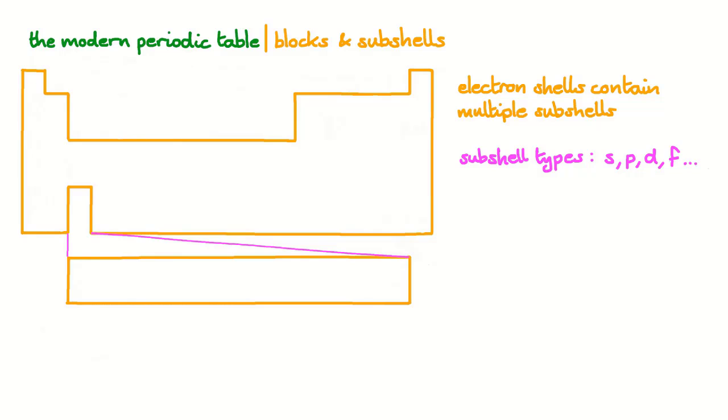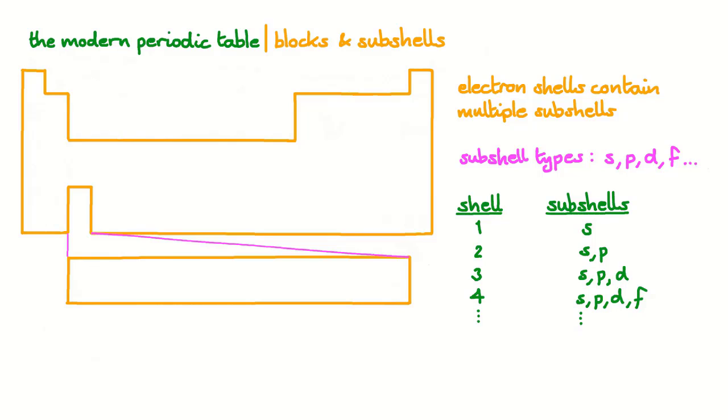Shells of electrons can actually contain what we call subshells, which contain orbitals of different shapes. The common types of subshell are S, P, D, and F. Shells further from the nucleus can fit more subshells. The first electron shell contains just an S-type subshell. The second contains an S and a P-type subshell. The third contains S, P, and D-type subshells, while the fourth electron shell contains S, P, D and F-type subshells. You needn't worry about the impact of other types of subshell on the periodic table.